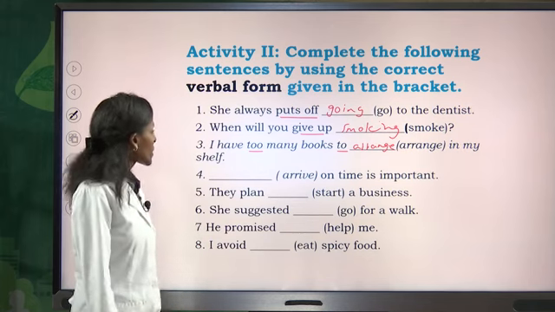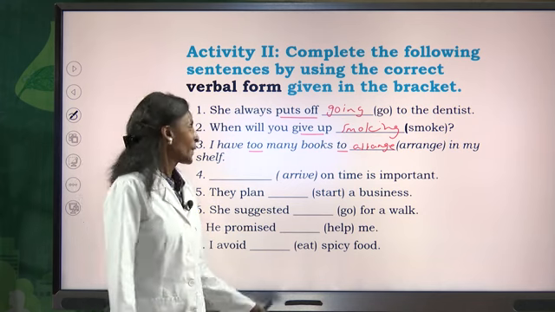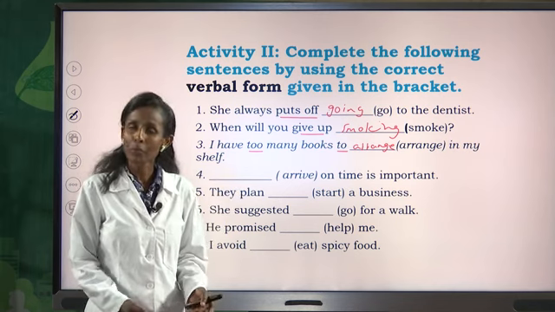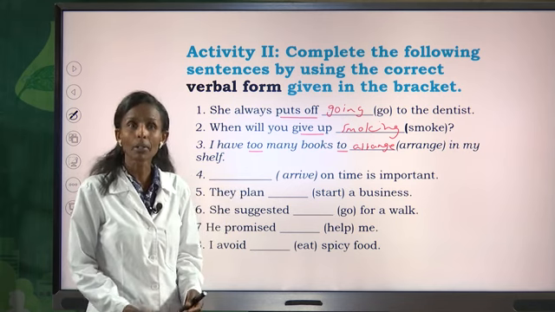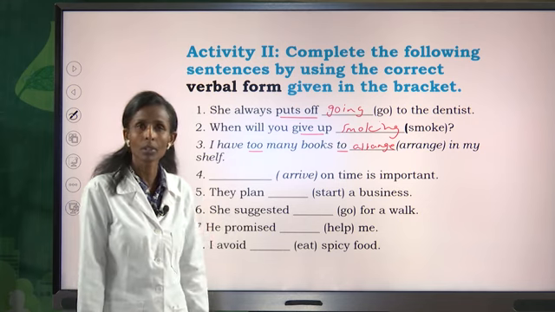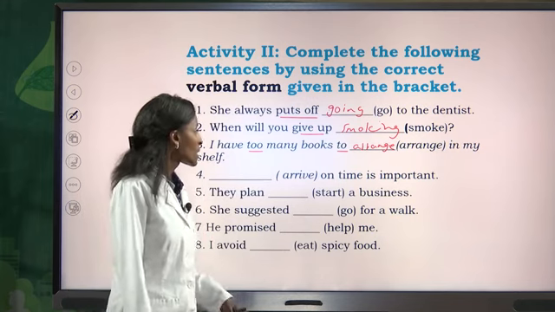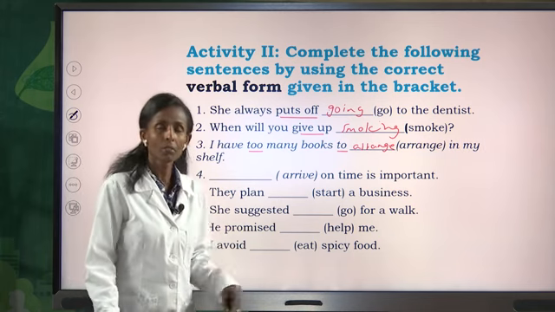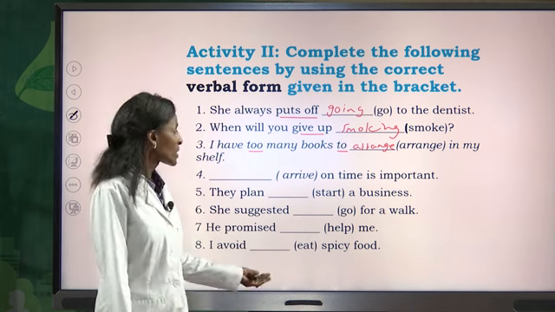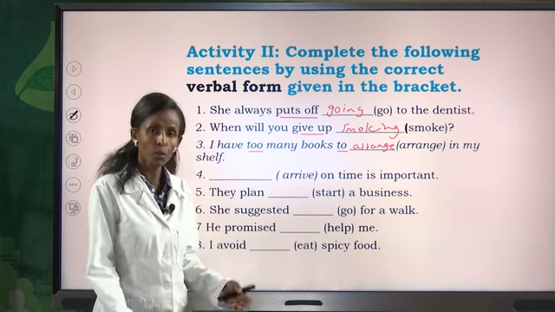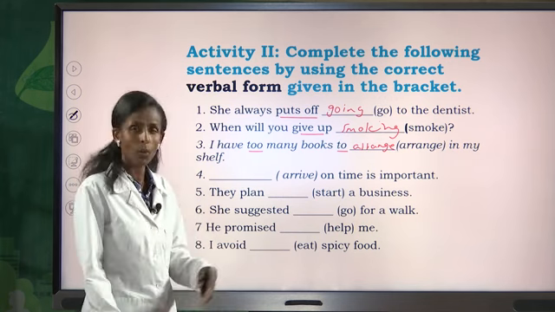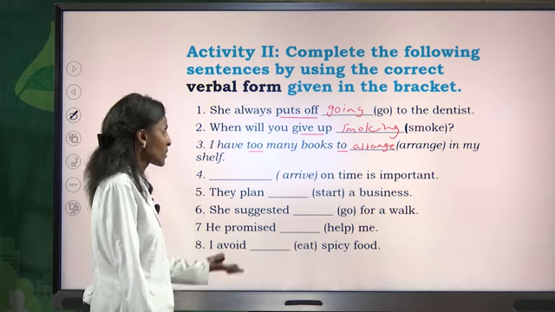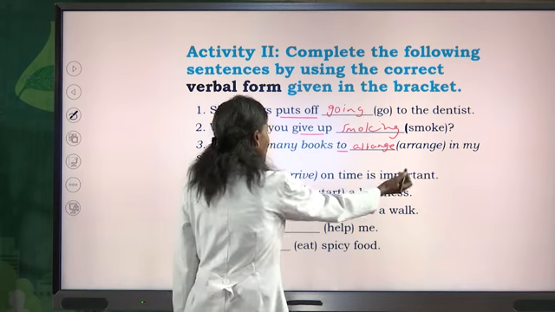Number 4: dash arrive on time is important. What can you say about the sentence? As I said, the gerund and the full infinitive can be used as the subject of a sentence. Now you determine, should it be the gerund or the full infinitive? If you are talking about something like punctuality in general, or a principle that someone has, you take the full infinitive. But if it is specific, for instance, you take what? The ing. If you are talking about yourself only, specific, gerund.